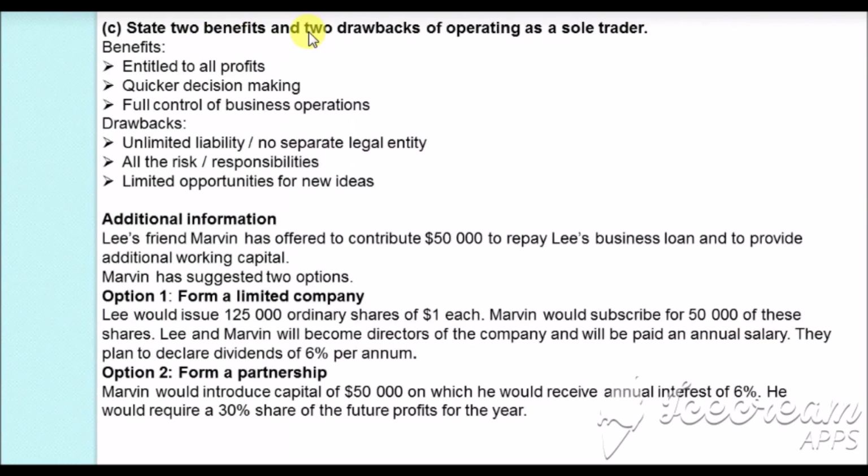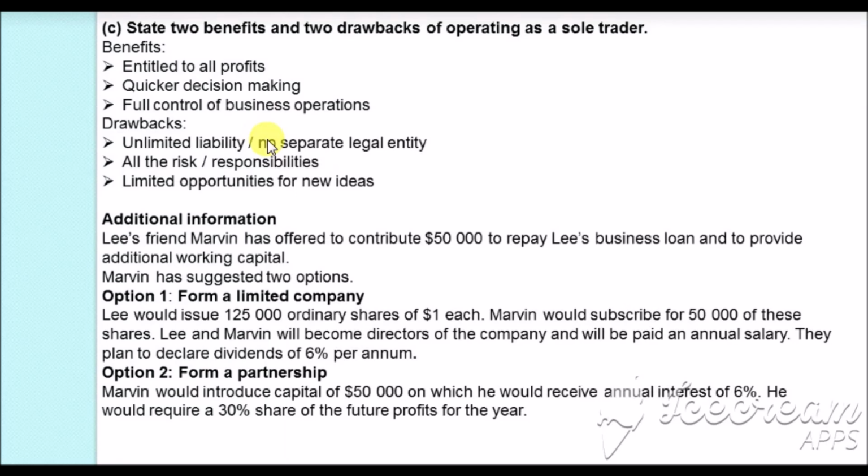In the C bit of the question, we are asked to state two benefits and two drawbacks of operating as a sole trader. You see, a sole trader is a single owner business, so naturally all the profit belongs to the sole owner of the business, and the decisions are quick because only one person has to take the decision. There is no need to consult someone else, so here the decisions are taken more quickly, and naturally when one owner is there, the owner will be the heart and soul of the business. The owner takes the profit, the owner makes the decision and controls all the business activities.